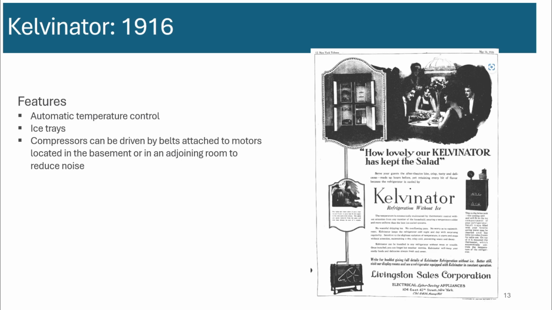So these are some pictures of the Kelvinator refrigerator. You can see that the compressors are driven by belts attached to motors, and the compressors were located in the basement or in the adjoining room to reduce noise. So you can think of how loud these were. These were really loud refrigerators, so it would be almost impossible for a person today to live in a house with this kind of refrigerator and that noise. It also had automatic temperature control and ice trays.